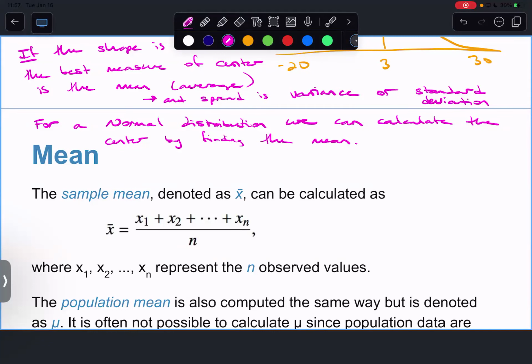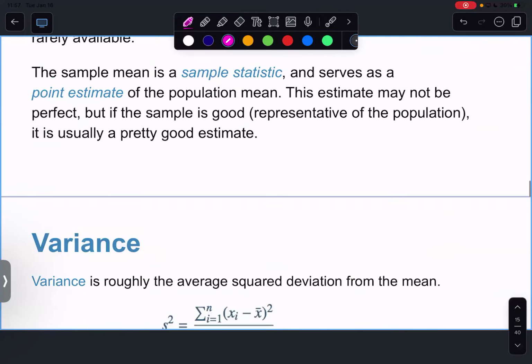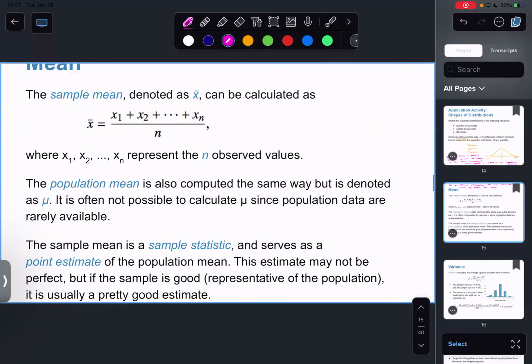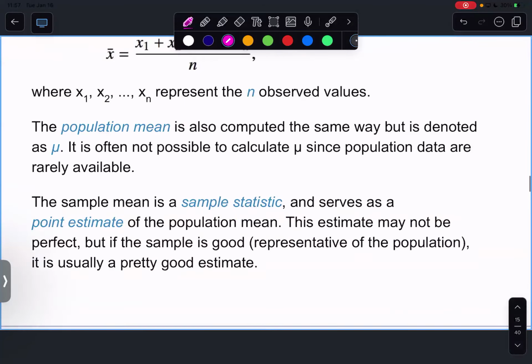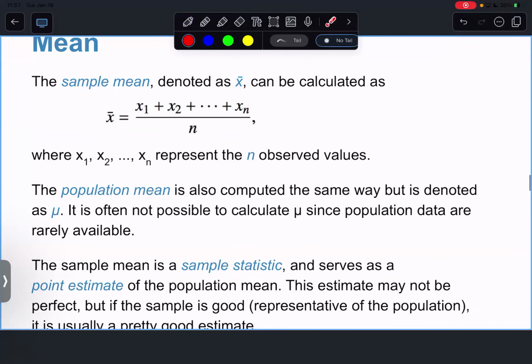No. Okay, that's okay. I'm going to add a page here. So what we're going to have in our data set are values x1, x2, all the way up to xn, because n is our sample size. So let's start there. N is the sample size.